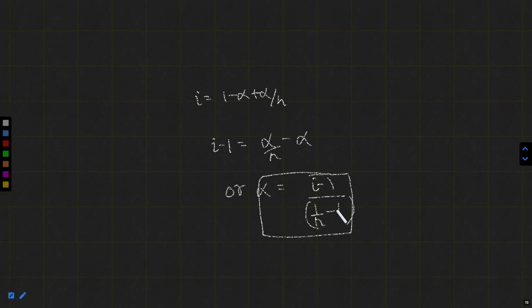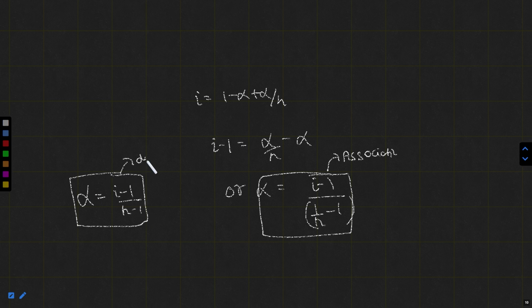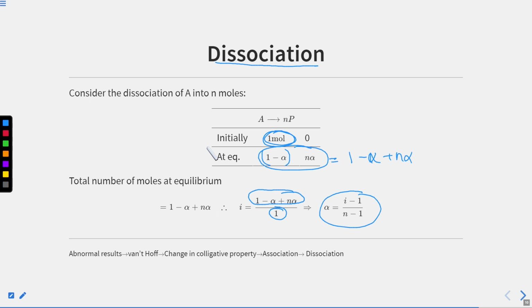So there is only one difference between both of these. Alpha is equal to I minus 1 by 1 by N minus 1. This is for association. And for dissociation, it will be alpha is equal to I minus 1 by N minus 1. So these were the two cases of abnormal mass. So with this, the chapter is over.